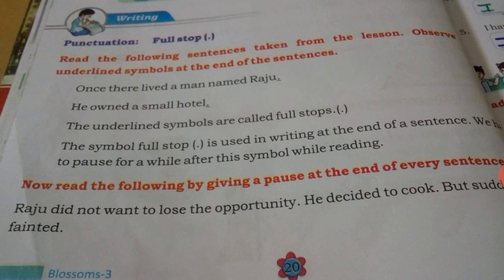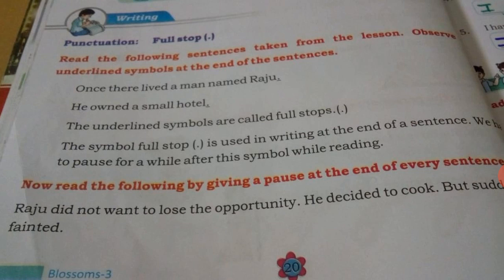or a pause. I am Lata. I'm in third class. He is my father. She is my mother. It is my pet. So that is the way of reading. Okay. Now read the following by giving a pause at the end of every sentence.